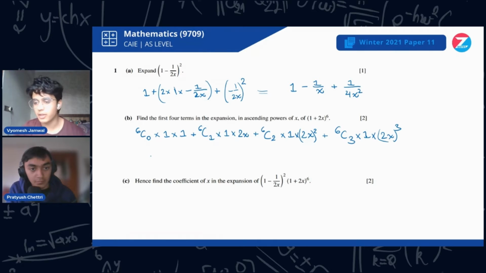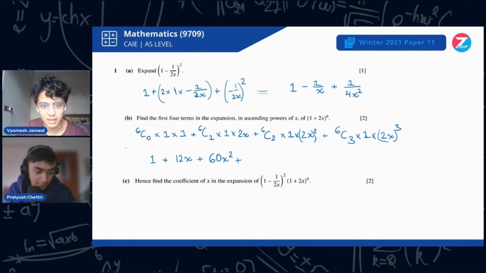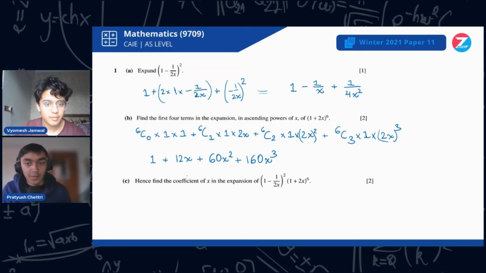And so when we simplify this, 6c0 is going to be 1. 6c1 is going to be 6 times 1 times 2, so that's going to be 12x. 6c2, I don't have a calculator with me, so can you calculate that? 6c2 is 15 times 4. So that's going to be 60x squared. And then lastly, 6c3 is, I think, 20. Actually, 20. 20 times 1 times 8, that is going to be equal to 160x cubed. Yes. Okay, so that's our expansion there.